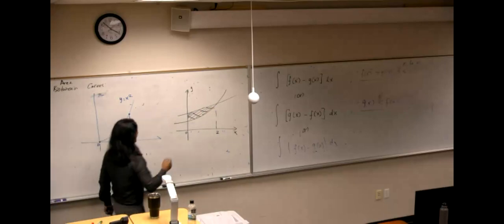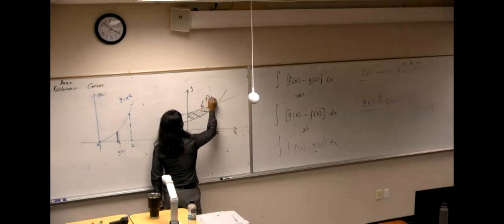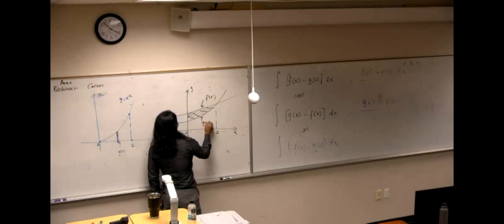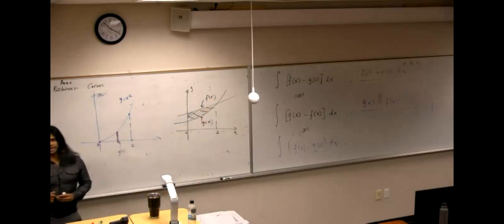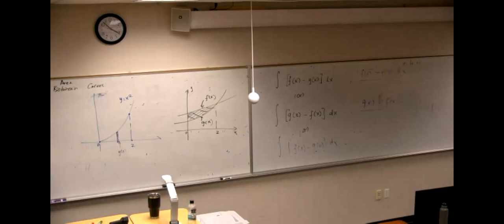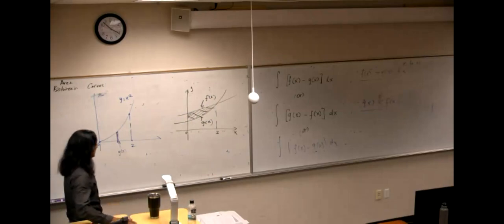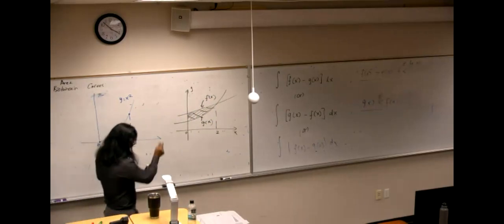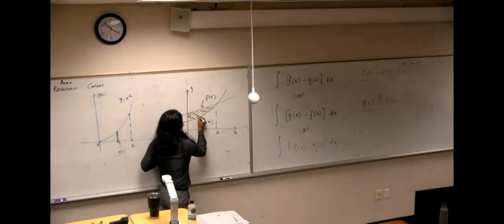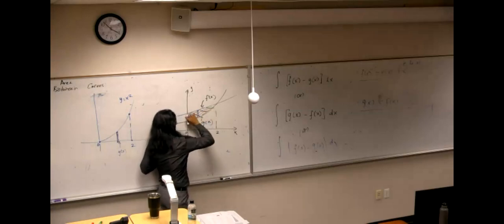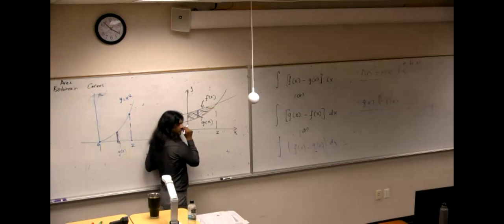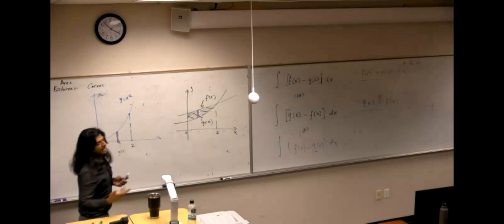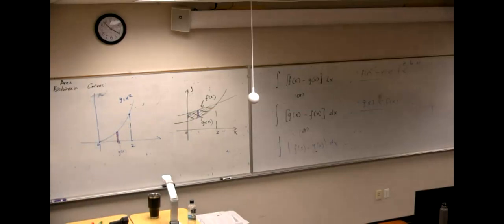The upper curve is f of x. Lower curve, g of x. Put an absolute value if it's going to make things easier on you. And the strip, the delta x, you're just moving it from here all the way to there. Good? With me? And you sweep that area to find the area enclosed by two curves.